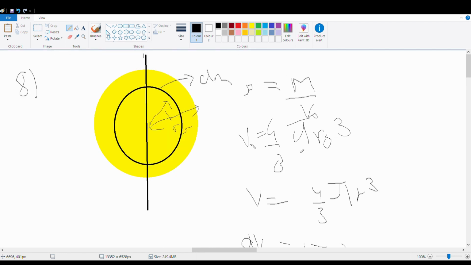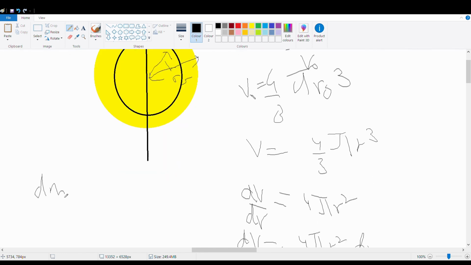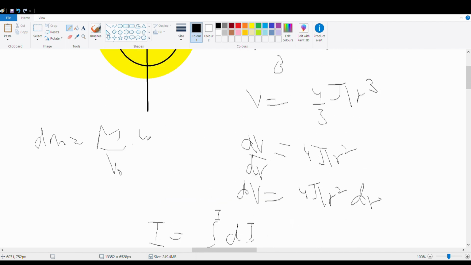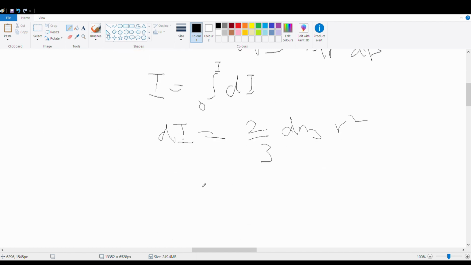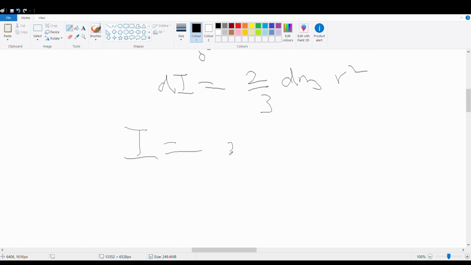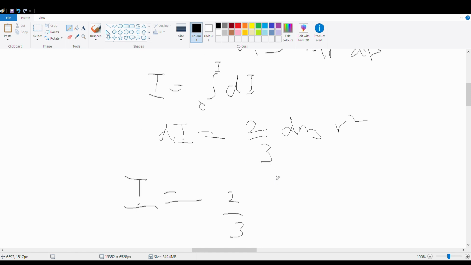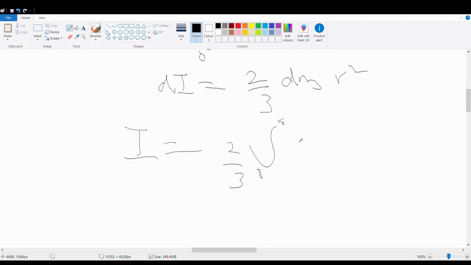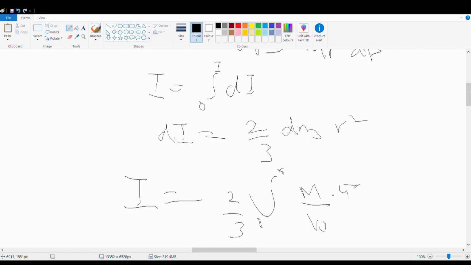Alright, and dm is something that we can write from here. dm would be equal to m by v naught, or rho, into 4 pi r square dr. So we can write I is equal to 2 by 3, which we can take out, then the integral from 0 to r naught of m by v naught into 4 pi r square dr.